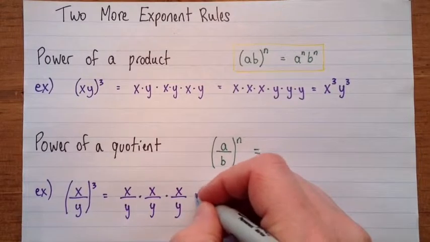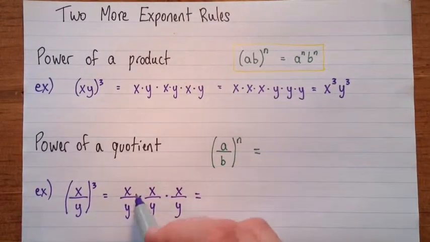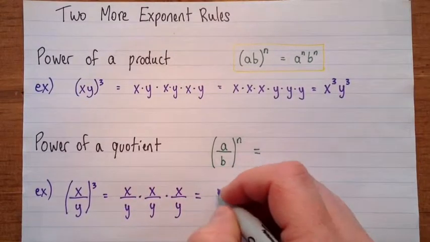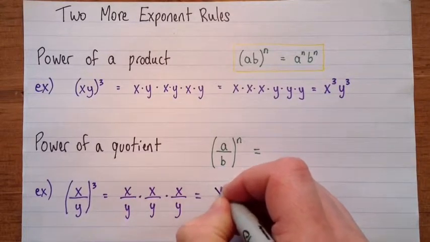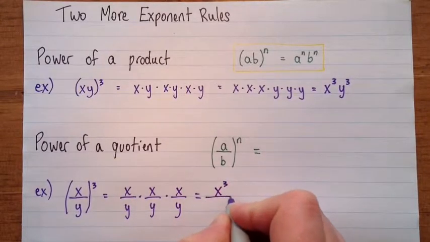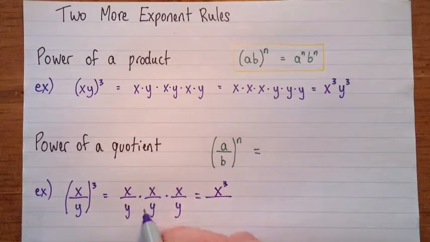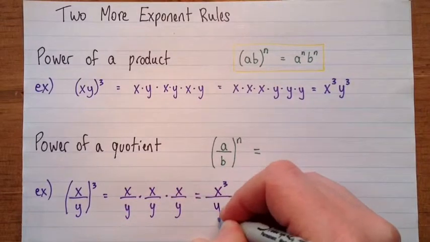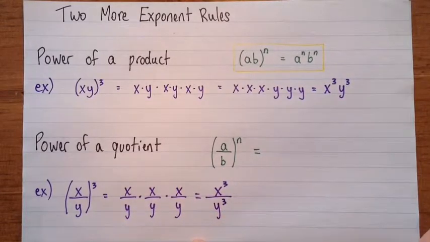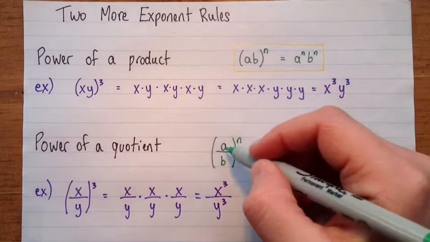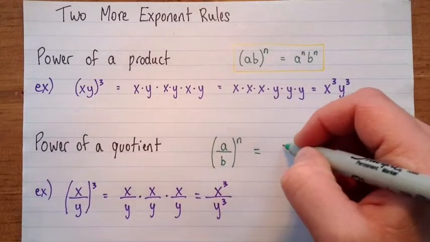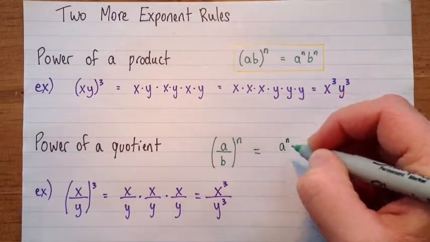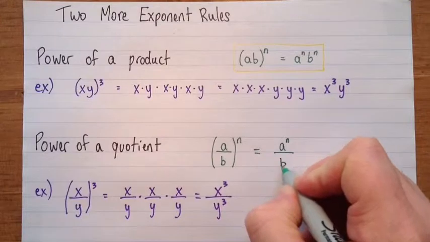And the way we multiply fractions is we just multiply the tops. So it's x times x times x, which I'm just going to write right away as x cubed, divided by, and we multiply the tops and multiply the bottoms, or multiply the numerators, multiply the denominators. So that's going to be y times y times y, which is y cubed. So our rule is going to be that a over b to the exponent n is equal to a to the n over b to the n.